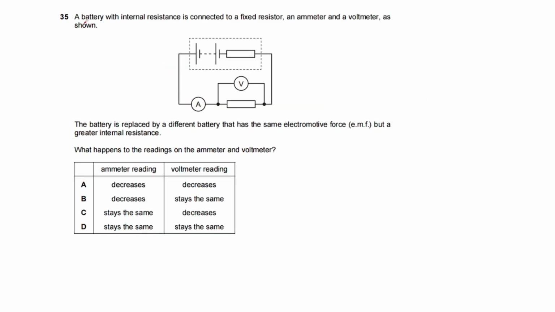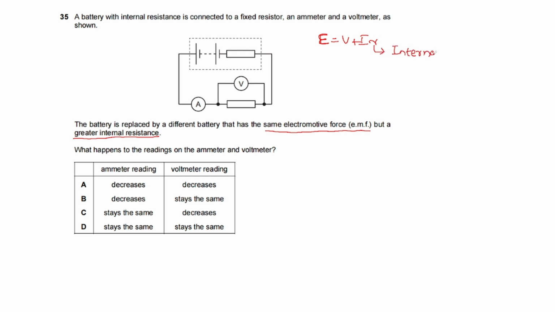Question number 35. A battery with internal resistance is connected to a fixed resistor, an ammeter and a voltmeter as shown. The battery is replaced by a different battery that has the same electromotive force EMF but a greater internal resistance. What happens to the reading on the ammeter and voltmeter? You know how the EMF value and the voltage are related. E is equal to V plus Ir. Here the r is representing the internal resistance value.